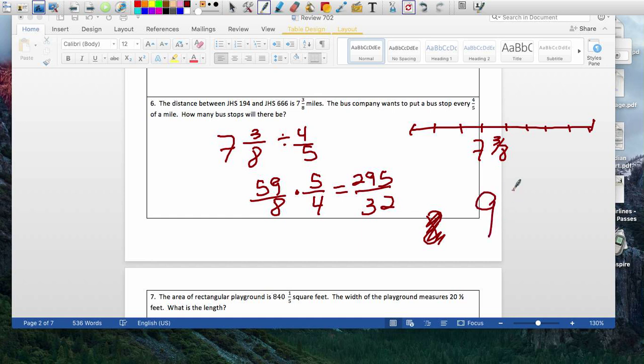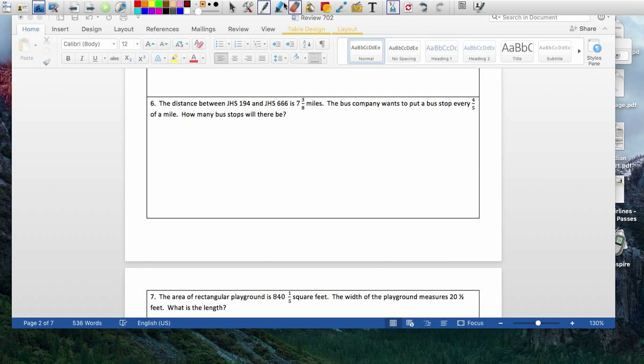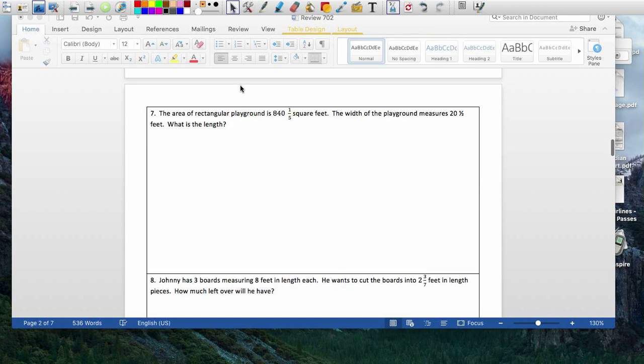288, subtract, you get 7 over 32, so that's not going to matter because you can't have a fractional bus stop, but we can surely get 9 bus stops out of this. Okay, not that easier than I thought.